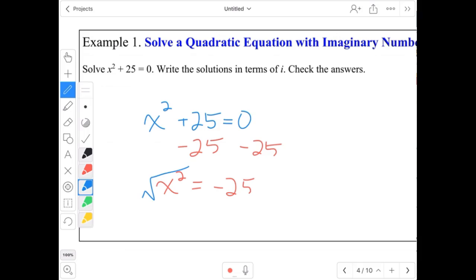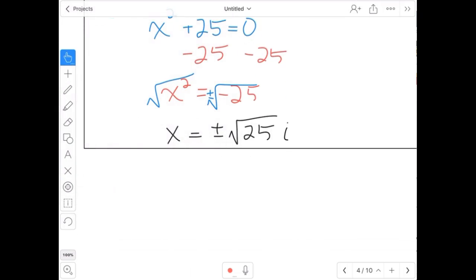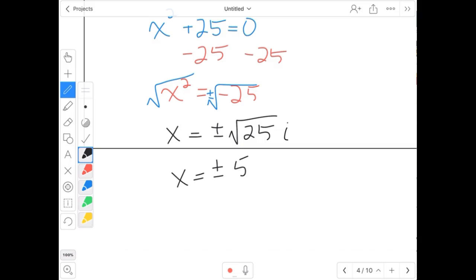Take the square root of both sides. Remember, when we take the square root, we'll get that plus or minus. So we have x is equal to plus or minus the square root of negative 25. So let's make that positive and throw an i on there. And the last step would just be taking that actual square root. So x would be equal to plus or minus 5i.